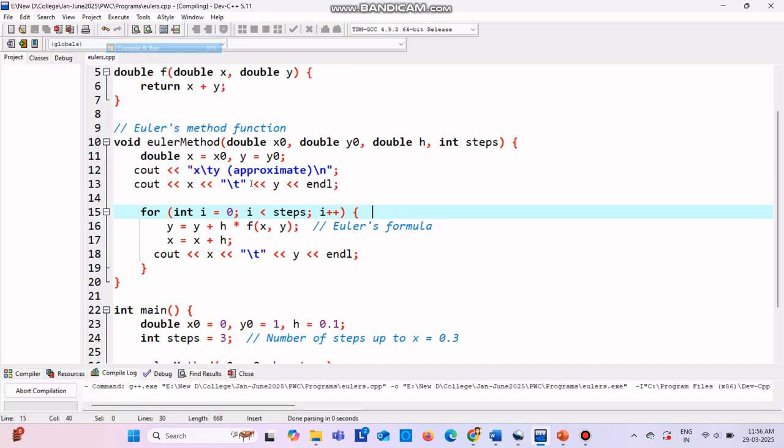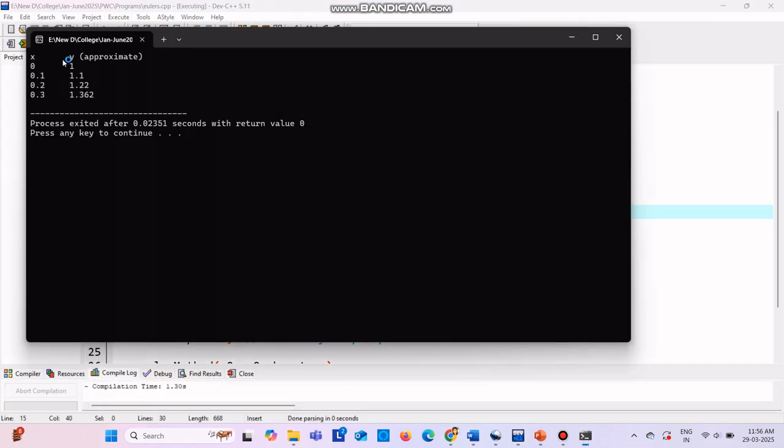Now you see, when I have given x equal to 0 as the initial value, the y value was 1. At x equal to 0.3, y is 1.362. So this is the answer.